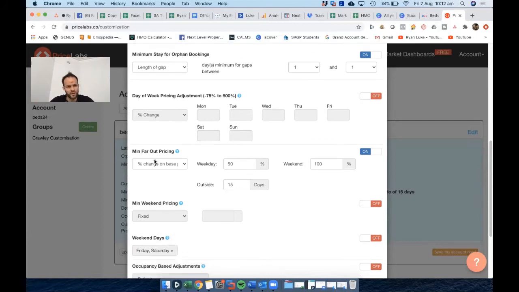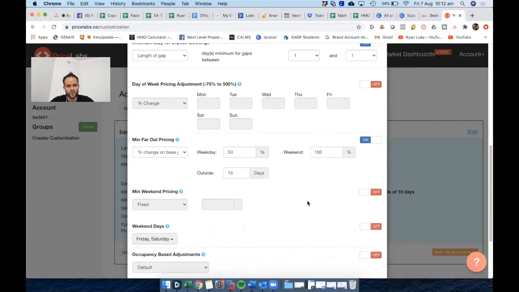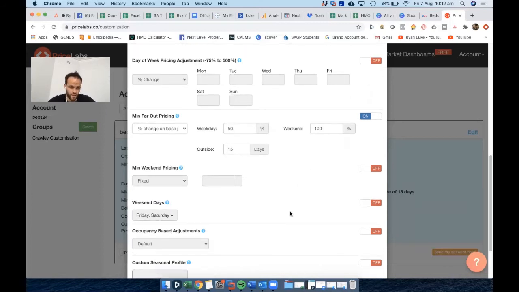You'll see here, I've got a minimum far out pricing. So anything outside of 15 days right now, I uplift the price 50% and I uplift the weekend price 100%. So this is working fine for us. As I said, most people are booking within this date range. And if someone wants to book outside that date range, then I'm quite happy to take the booking, because obviously we're going to get double the amount of money. So it's a win-win.